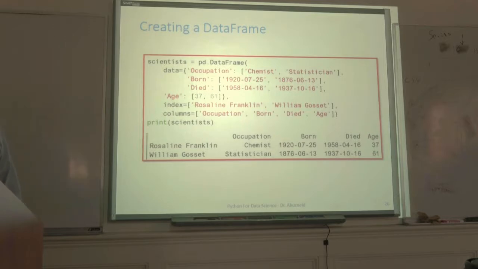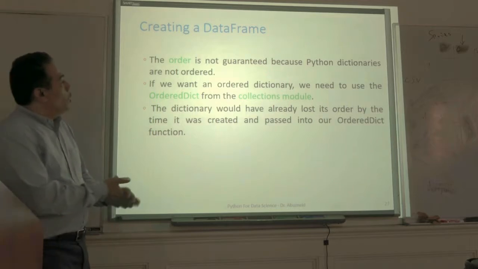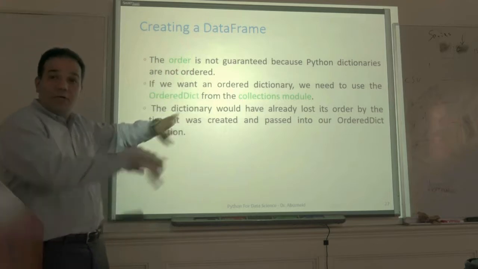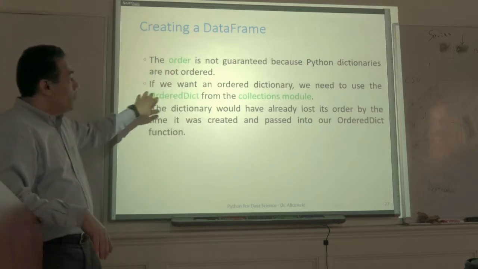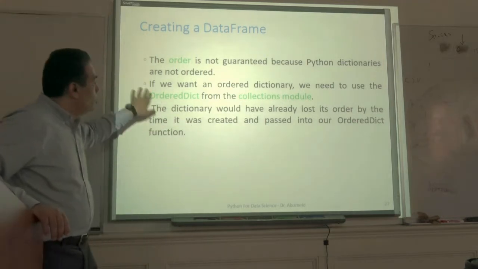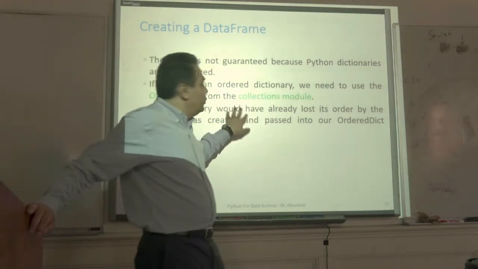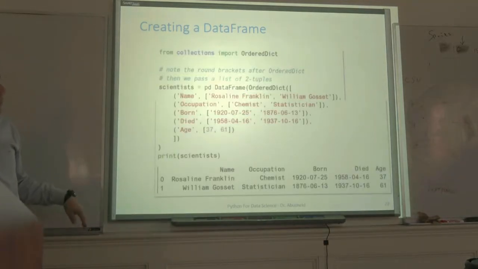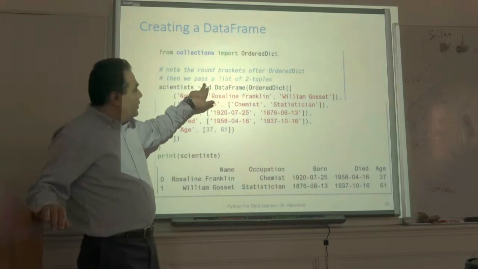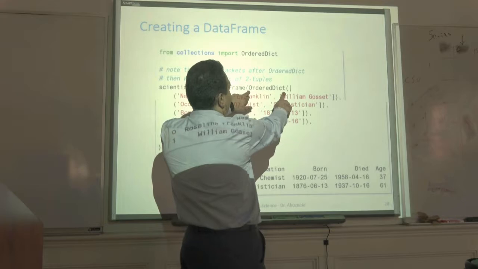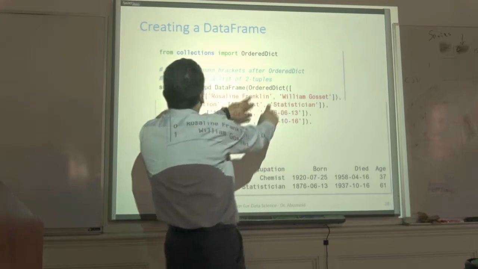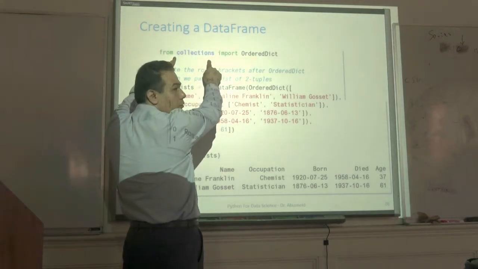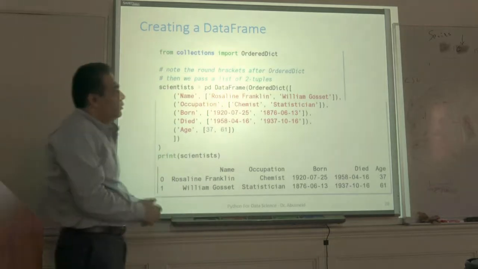Okay. So the order is not guaranteed because Python dictionaries are not ordered. By default, dictionaries are not ordered. If you want an ordered dictionary, we need to use OrderedDict from the collections module, which you could include, and it could do that. Very simple. So in here, for example, scientist, pandas, data frame, and I'm calling the ordered dictionary. To be able to do that, I have to import collections, and then I could call the ordered dictionary.